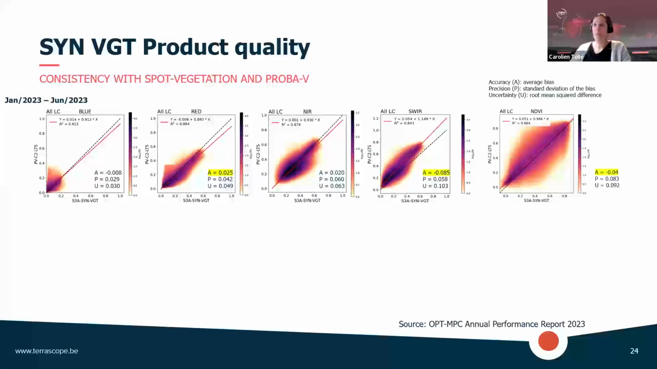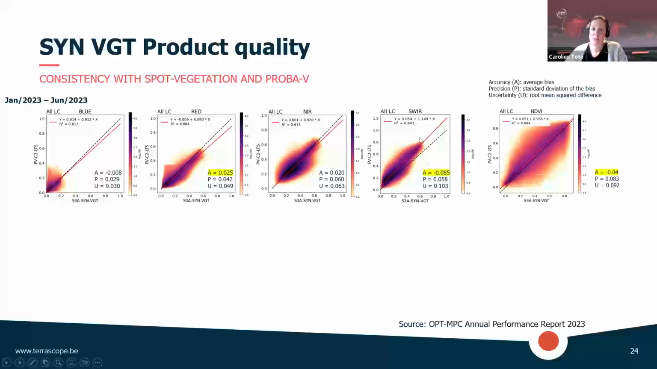So more on this last change in the processing baseline. What is most important to users of SYN VGT probably is the consistency with the archives of SPOT-VGT and PROBA-V. So what I did here is a comparison between the Sentinel-3A products of January till June 23 with, on the y-axis, the PROBA-V collection 2 long-term statistics, or the average over 5 years, 2014 till 2018, for the 4 spectral bands and for the NDVI.